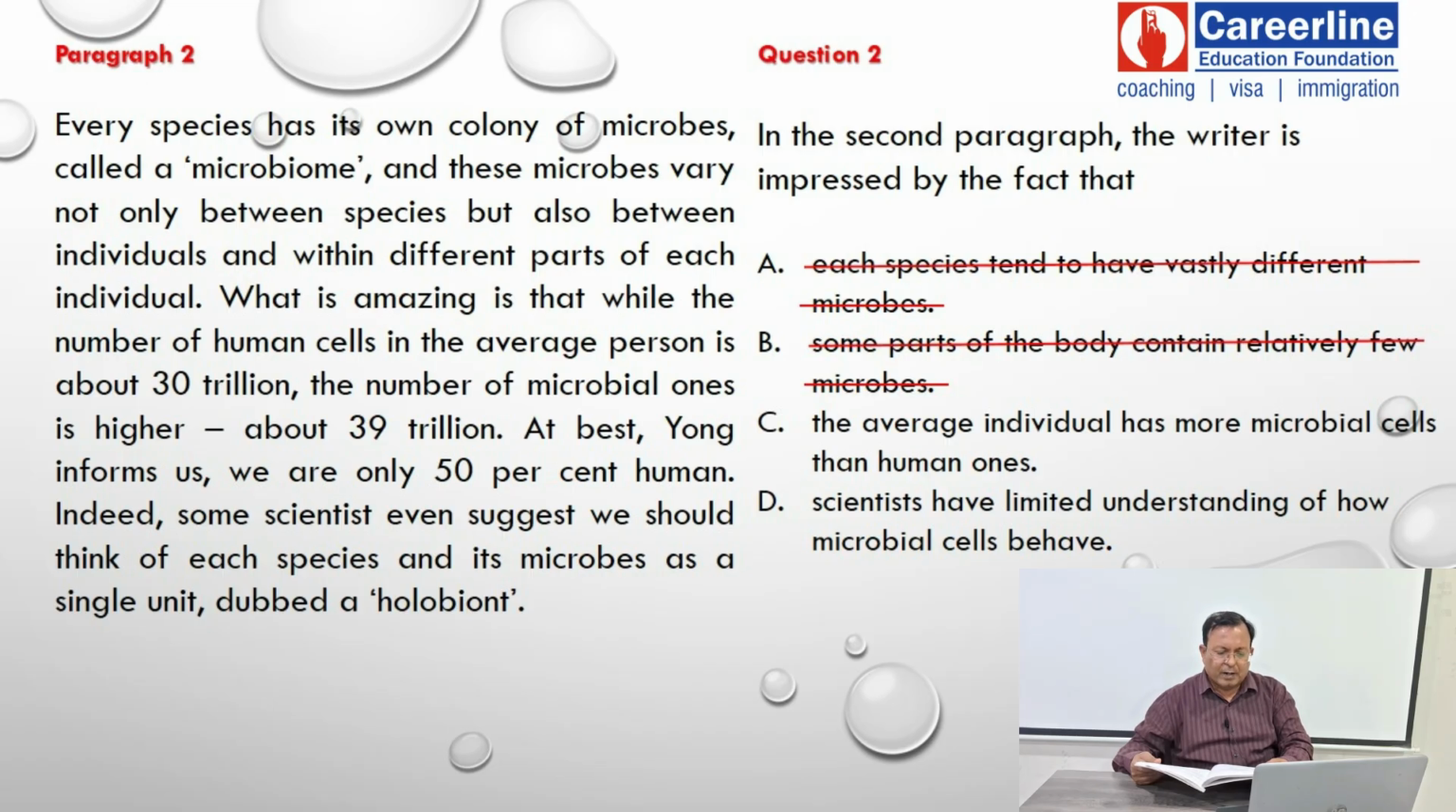Looking at the third option, the average individual has more microbial cells than human ones. Yes, it was mentioned with the number 30 trillion human cells and 39 trillion microbial ones. So this option seems the correct one. Let us look at the last option to eliminate that one also. Scientists have limited understanding of how microbial cells behave. Behavior of microbial cells was not mentioned in this paragraph. So the obvious answer is C, which says that the average individual has more microbial cells than human ones.